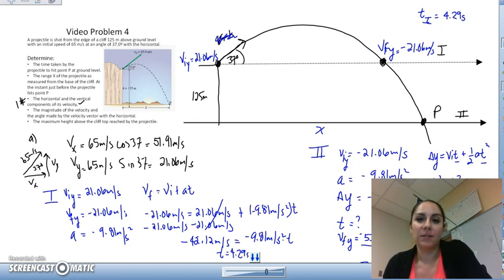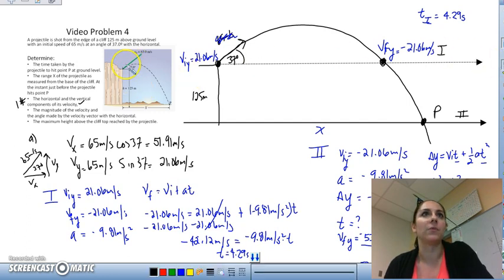Hi, welcome back. This is the projectiles for number 4. We're going to solve or continue solving this problem which we have here. It is the cliff problem right here.